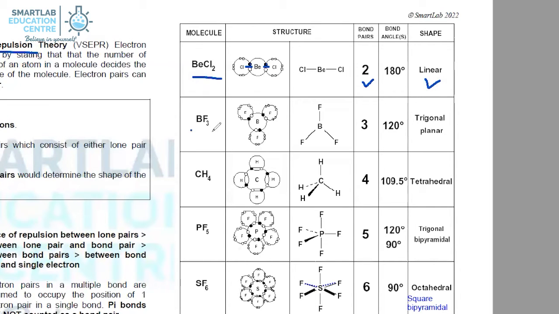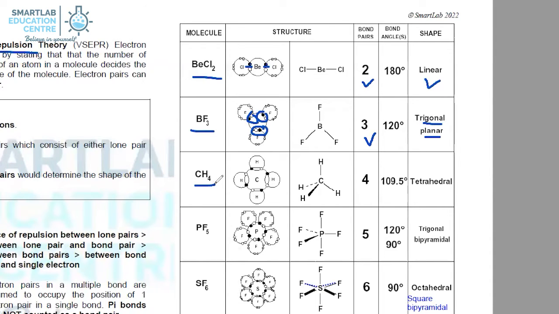In the case of boron fluoride, boron is group 13, 3 valence electrons, and when chemically bonded with fluorine atoms, it would have 3 bond pairs, and similarly 0 lone pair. So with 3 bond pairs, 0 lone pairs, and the electron clouds spread as far apart as possible, it will be trigonal planar in shape.